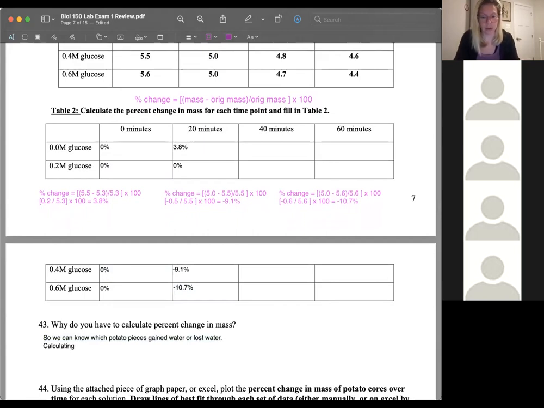So calculating the percent change, we say normalizes the data because each piece has a slightly different starting weight, or mass rather. So this calculation allows for more precise analysis of these changes.